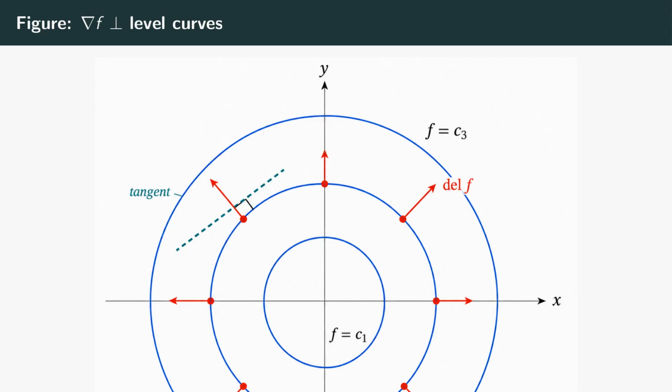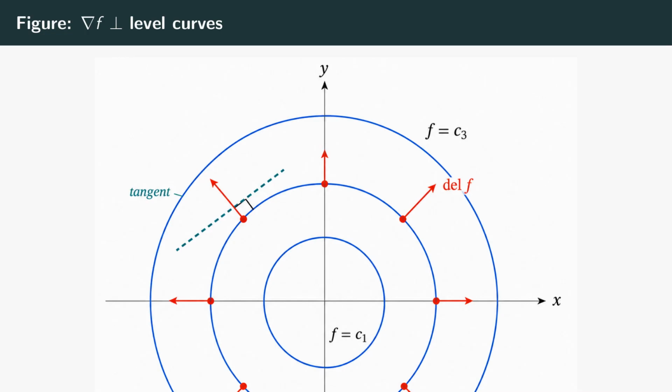Blue circles are level curves of f of x, y equals x squared plus y squared, sets where f takes a constant value c. For this f, the level set f equals c is a circle of radius the square root of c. So the family of level curves is a family of concentric circles. The red arrows are del f equals the vector (2x, 2y), drawn at 6 base points on the middle circle. Every red arrow points radially outward from the origin.